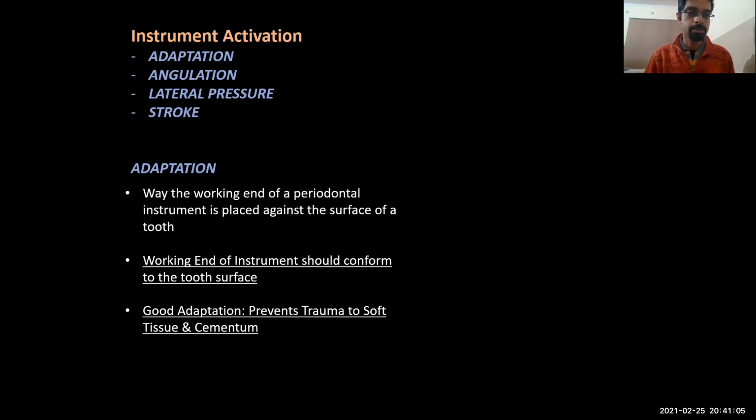Now, coming on to the instrument activation, there are four steps of the activation. First, we have to adapt the instrument. Then we have to angulate the instrument so that it can engage the calculus. Then we have to apply the pressure, which is known as lateral pressure, and we have to give a stroke. So these are the steps of instrument activation.